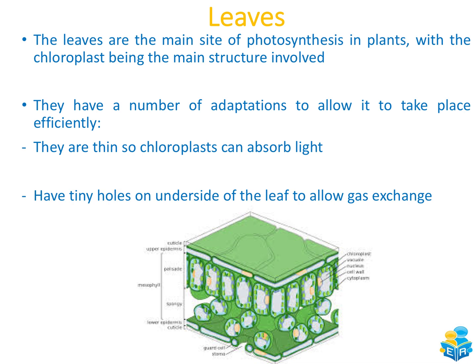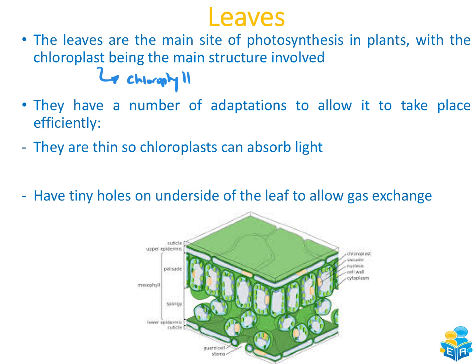Now, we're going to focus in on the leaves for the next couple of minutes because this is the primary site of photosynthesis. Okay, so the leaves are the main site of photosynthesis in plants, with the chloroplast being the main structure involved. Now, this chloroplast contains this green dye called chlorophyll, and it's actually the chlorophyll that will absorb the sunlight for photosynthesis. Okay, so it's all happening inside the chloroplast, inside the leaf of a plant.